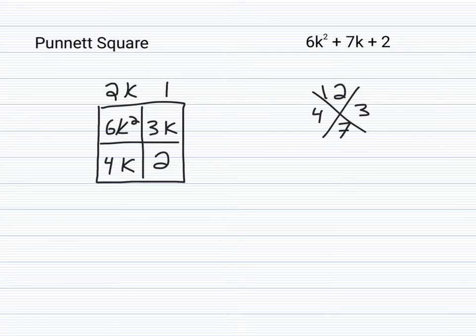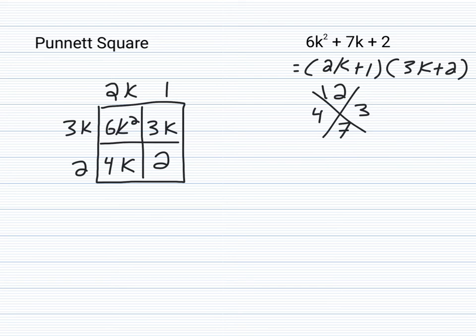Coming across the top row from left to right, 6k squared and 3k, they have a 3k in common. And 4k and 2 share a 2. Well, now all I have to do is take the top of that, the 2k and the positive 1, to make that 2k plus 1. And then take the side, 3k and a positive 2, to make it 3k plus 2. And that's my answer. You can check it. It works. So again, it's just an organizational tool.